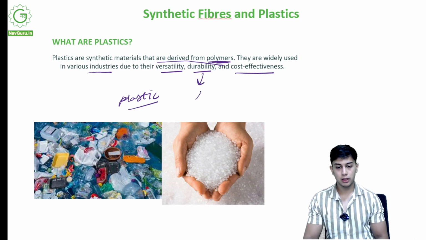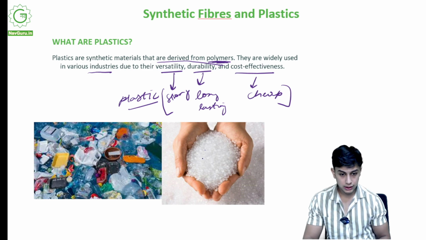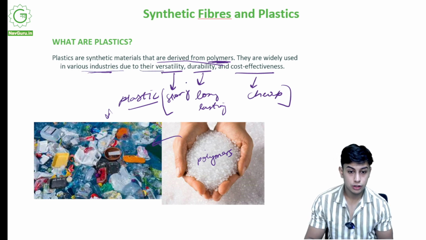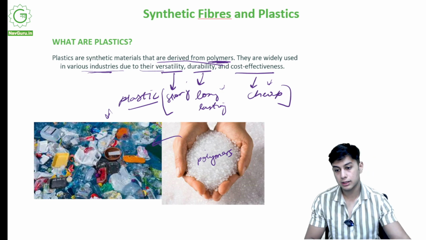It is durable, long lasting, it is cheap, it is strong, it is unique. So it is made from polymers. These are polymers which get converted into this. They are used a lot in industries due to their strong, long lasting and cheap characteristics.